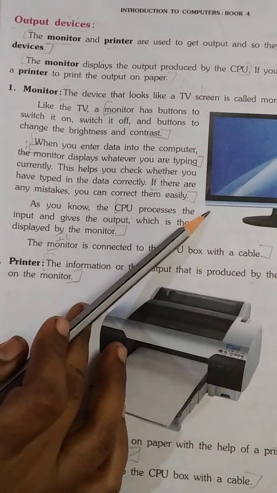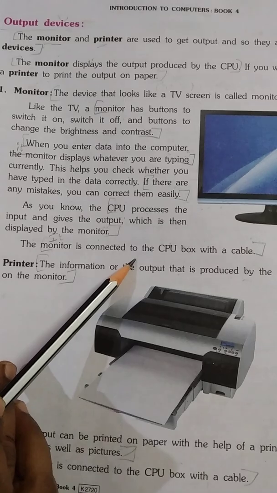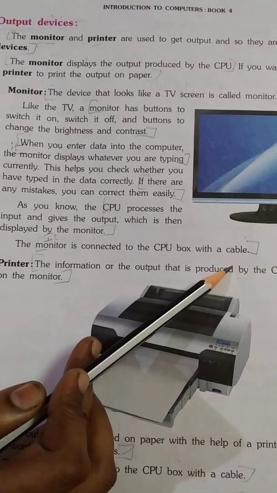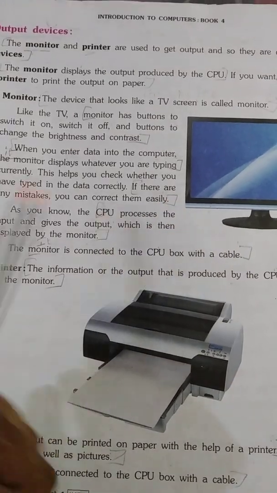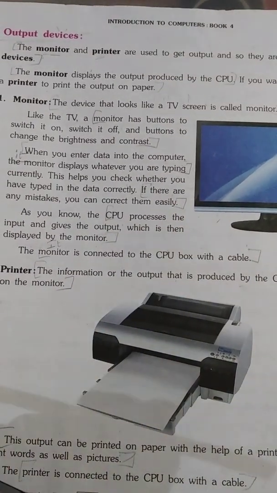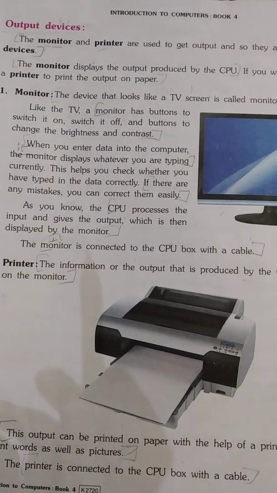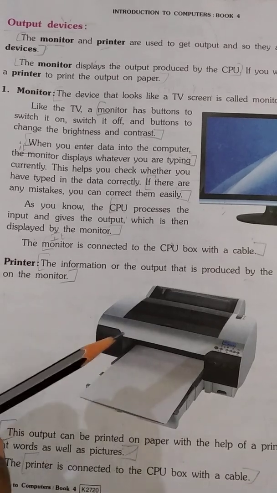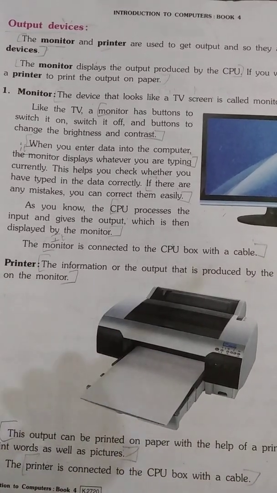Now this monitor is connected to the CPU with a cable. The keyboard, mouse and monitor, all these three parts are connected to the CPU. Why? Because it is a processing unit. Now again, the printer is connected to the CPU with the help of a cable.